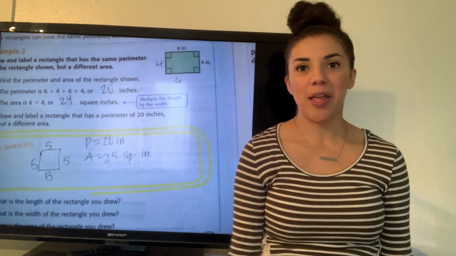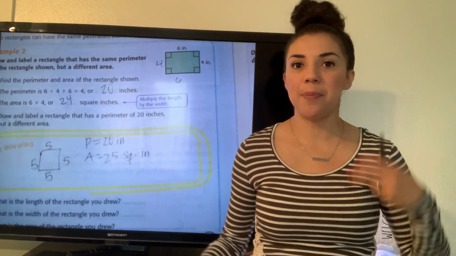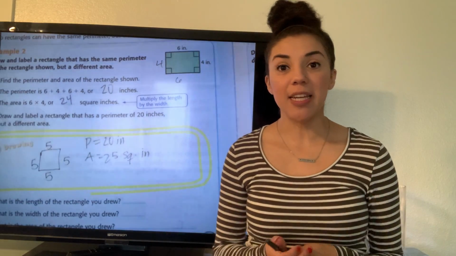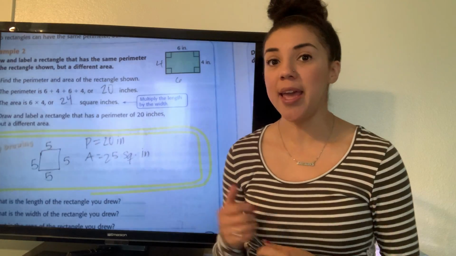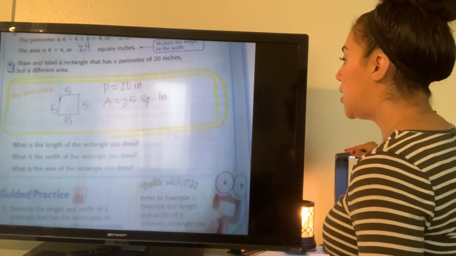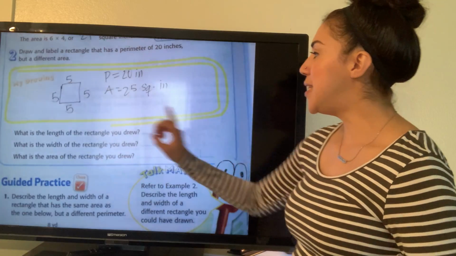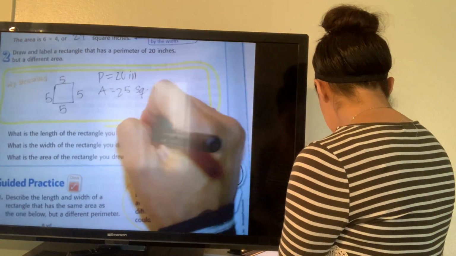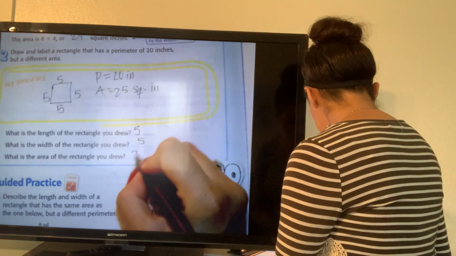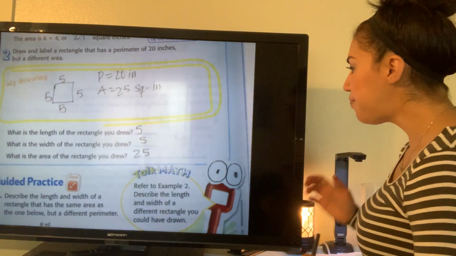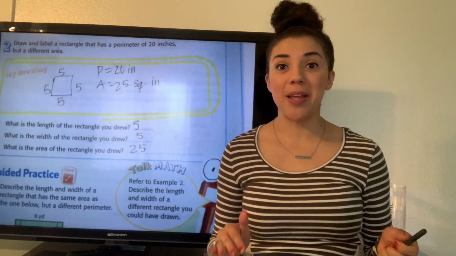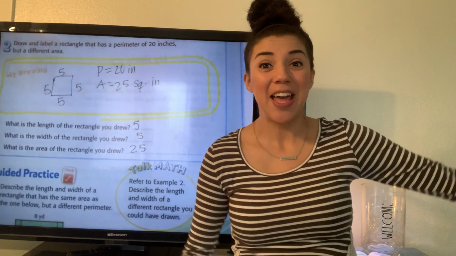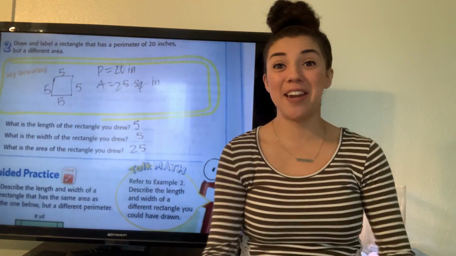It might take you a while to complete this, you guys. You'll really have to think about your numbers and your multiplication, and it's fine. It's going to take a while, and that's okay. So what is the length of the rectangle you drew? It was 5. What's the width? 5. And what's the area? It's 25. Okay. So I'm going to stop right there because they're bringing new equipment over that I can hear. They have a mower and a weed eater going on.